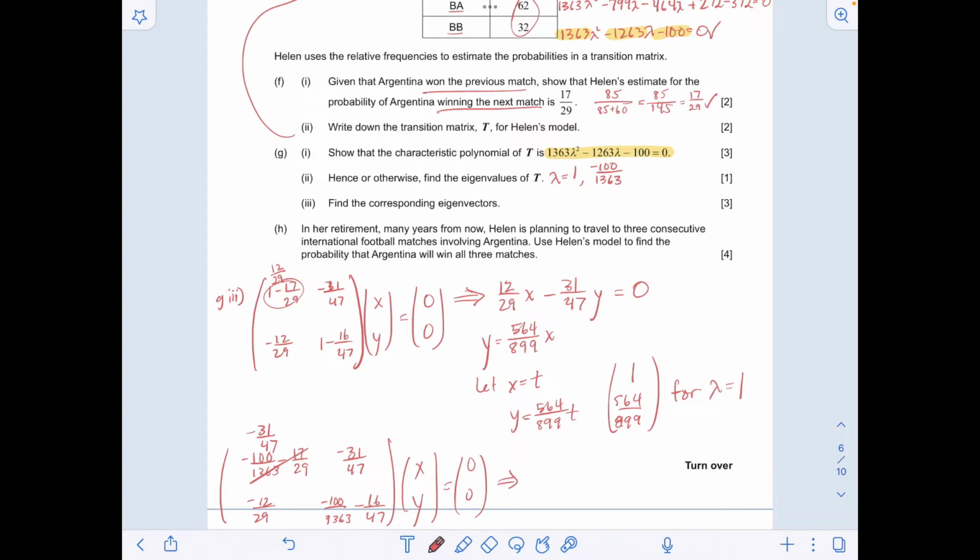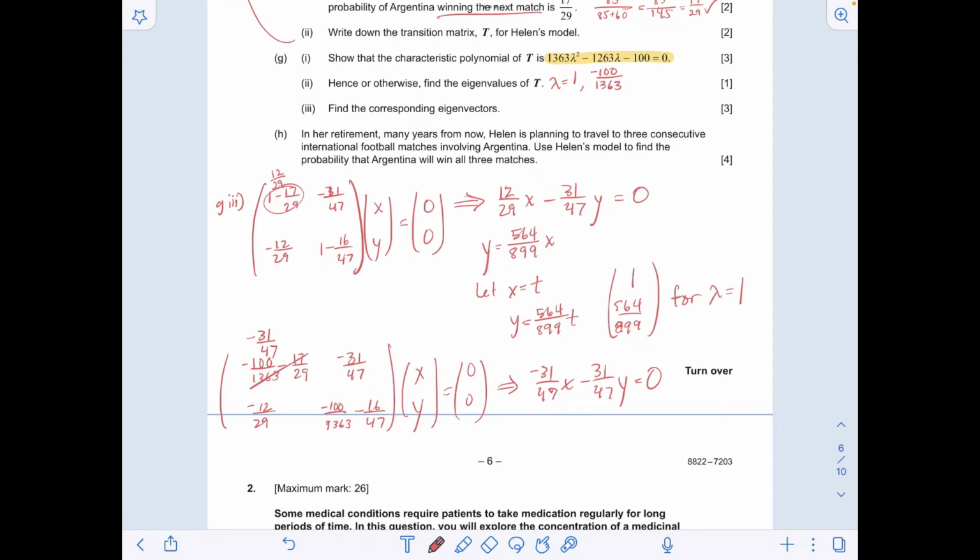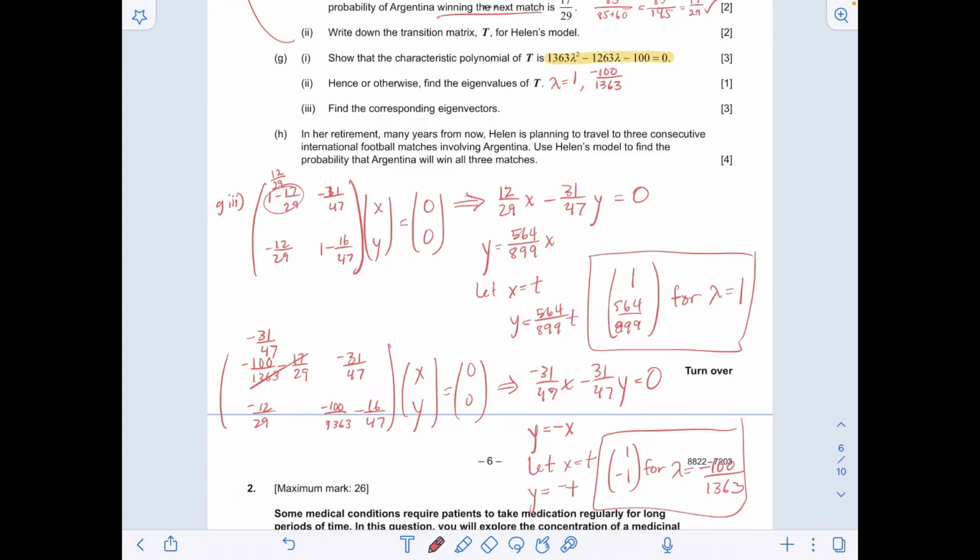So then we take that, multiply it by x y, which gives us negative 31 over 47 x minus 31 over 47 y, did it again, equals 0. Adding 31 over 47 y to both sides, and then dividing, I get y equals negative x. So letting x equal t, y would equal negative t. And so my eigenvector is 1, negative 1, for lambda equals negative 100 over 1363. You need to include the eigenvalue associated with your found eigenvector, and both of those need to be found. So we have accomplished part G.